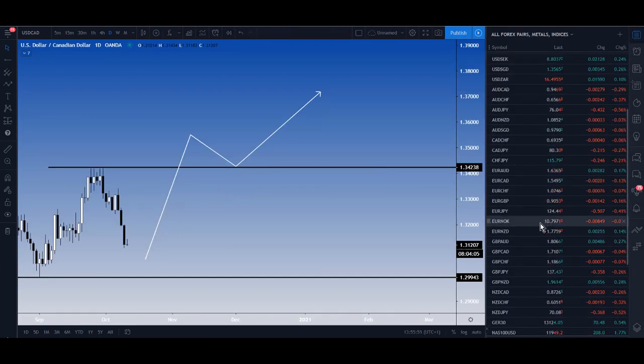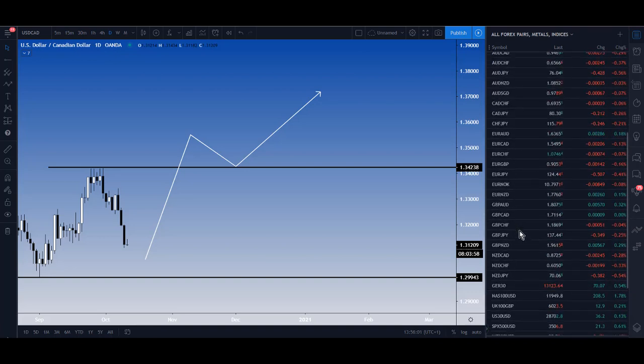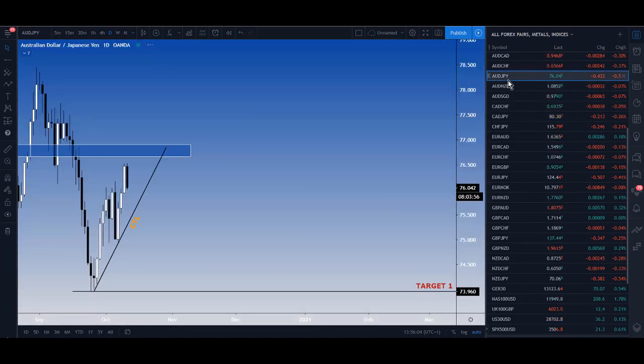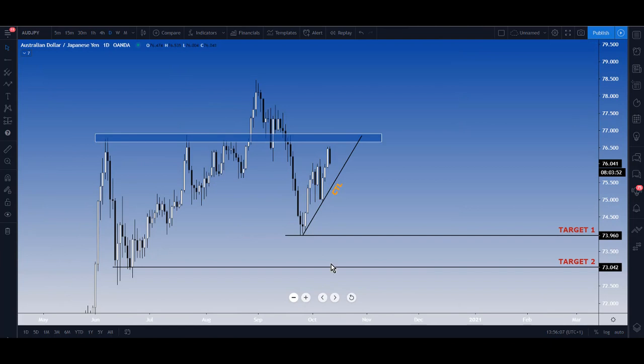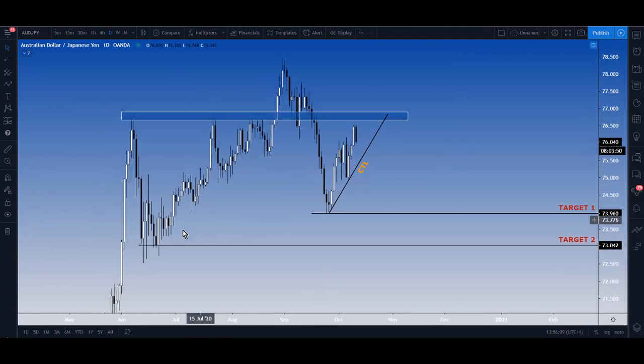So another chart we're interested in, which is not US dollar related, is Aussie yen. Where are we? Here we are. So this is what we're looking at. You can see price is in this nice uptrend here. You can even draw a trend line. We've broken that trend line quite convincingly.